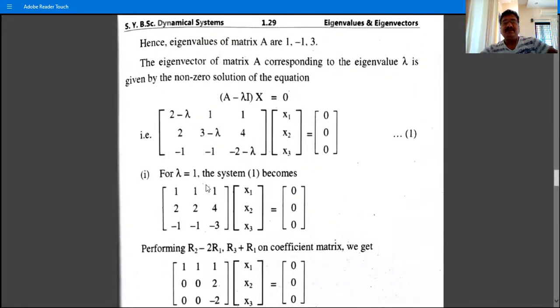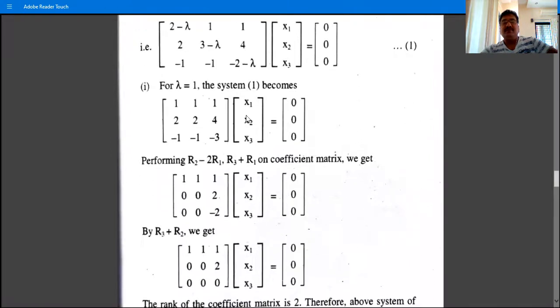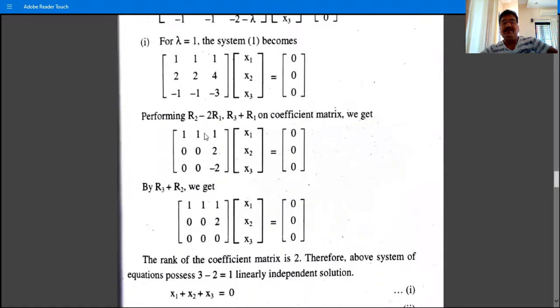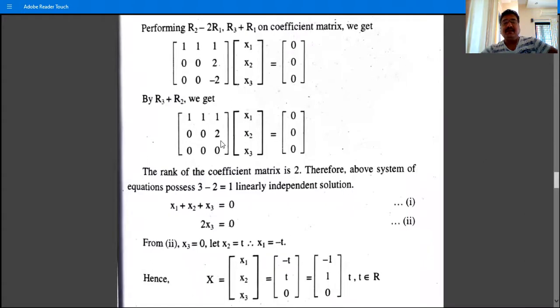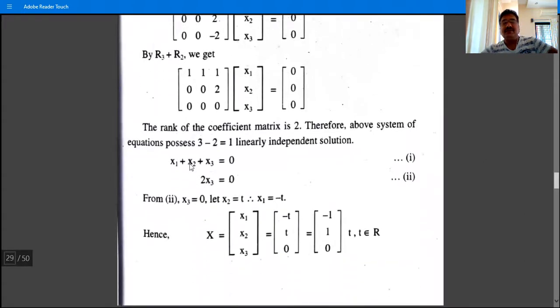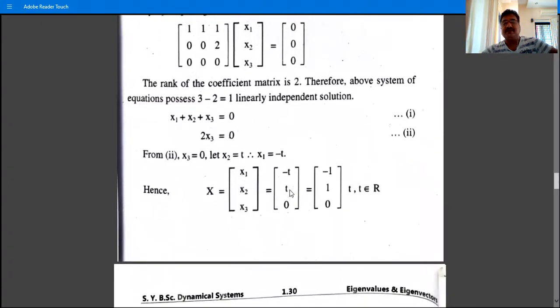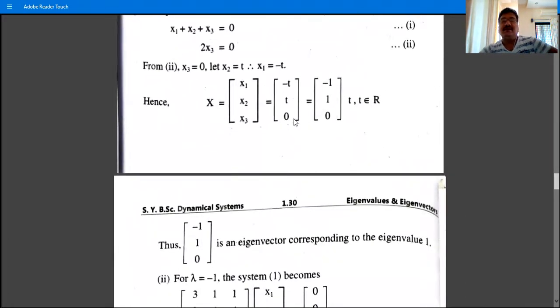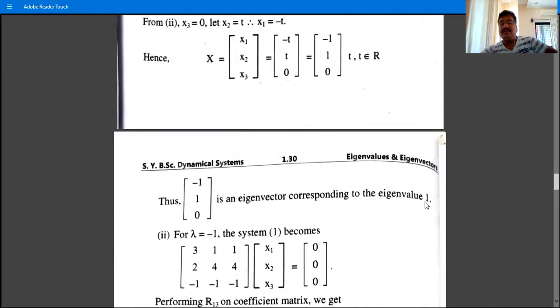So substitute lambda is equal to 1, the first eigenvalue. Consider this matrix and reduce it to echelon form. This is the echelon form. Rewrite the equations. We have three unknowns and two equations, so assign one unknown. Actually x3 is 0 from this equation. So substitute x2 as t. Then x1 is minus t. Therefore the solution x1, x2, x3 is t times (minus 1, 1, 0). Minus 1, 1, 0 is the linearly independent eigenvector corresponding to eigenvalue lambda is equal to 1.